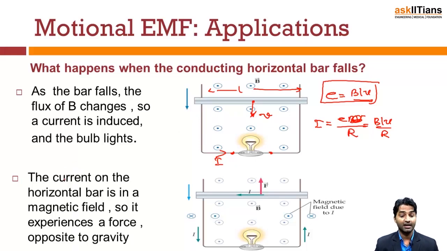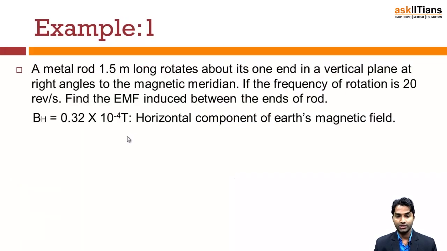So we can say the current-carrying horizontal bar in the magnetic field experiences a force opposite to gravity. This can be the application under gravitational effect. Now we will discuss some examples based on this concept.